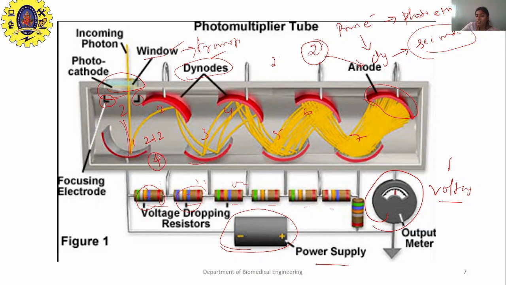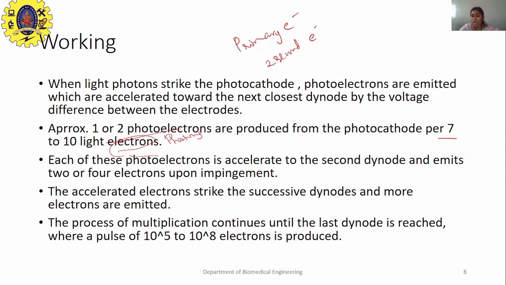Each of these 4 electrons will again reach the second diode, where again you have a multiplication. These 4 electrons get multiplied into 8 electrons. Again these 8 secondary electrons will meet the third diode and get multiplied, so 8 into 2, 16 electrons will be produced. It will continue to strike successive diodes, and more electrons will be emitted successively. This is the main concept of using diodes here.